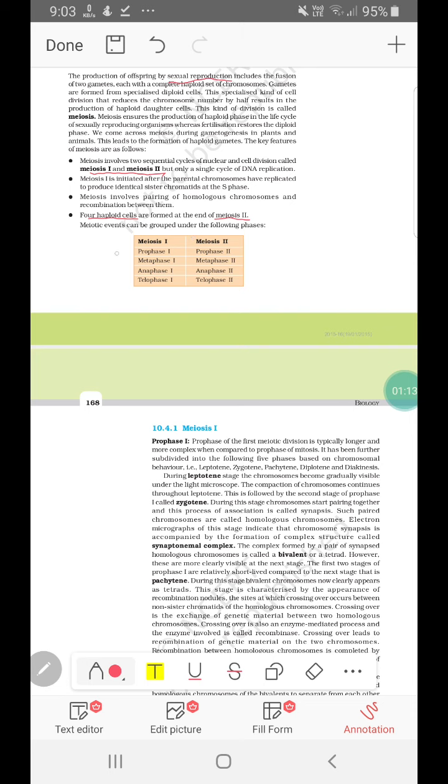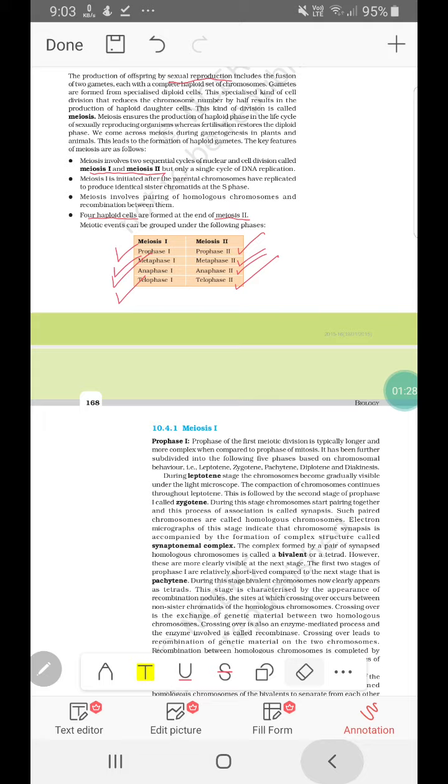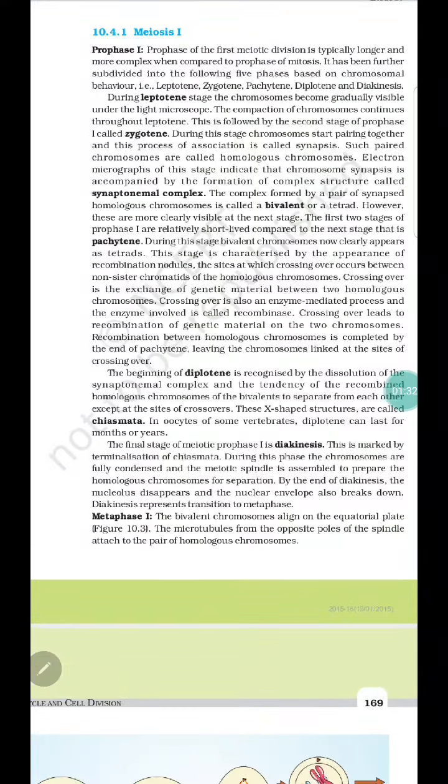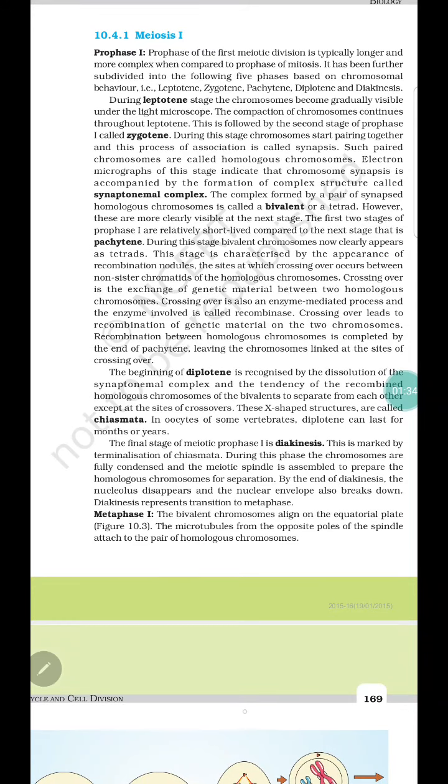So, in meiosis 1, it is prophase 1, metaphase 1, anaphase 1 and telophase 1. And in meiosis 2, prophase 2, metaphase 2, anaphase 2 and telophase 2. So, let us look at what the different phases are in meiosis 1 and what exactly is happening in meiosis 1.